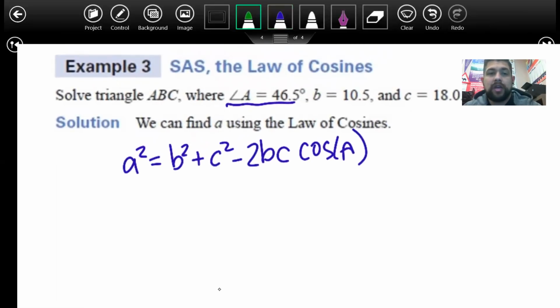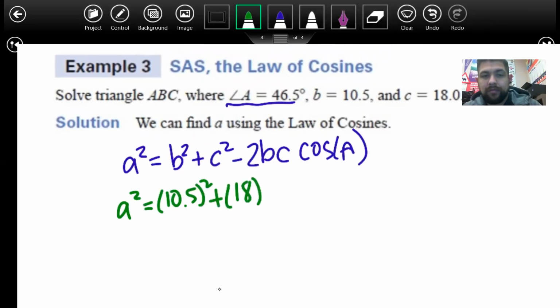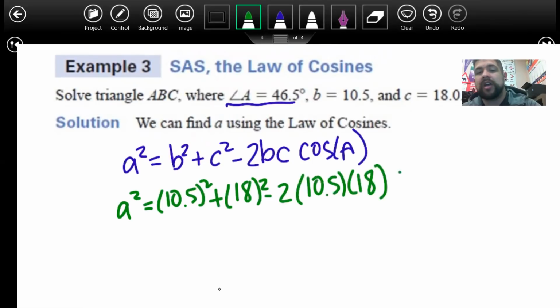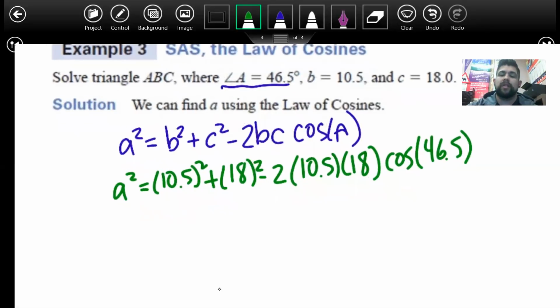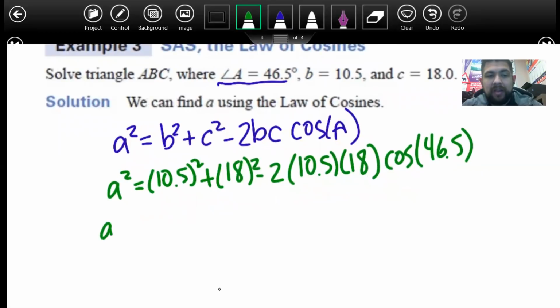A is what we don't know, so we're going to put a question mark on that one and leave it blank. B is 10.5 squared, C is 18 squared, minus 2 times BC, so 10.5 times 18. And then we also know that this is cosine of angle A, which is 46.5. So we actually have all the information we really need.